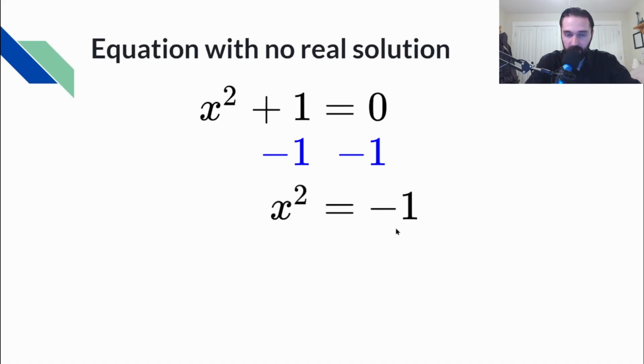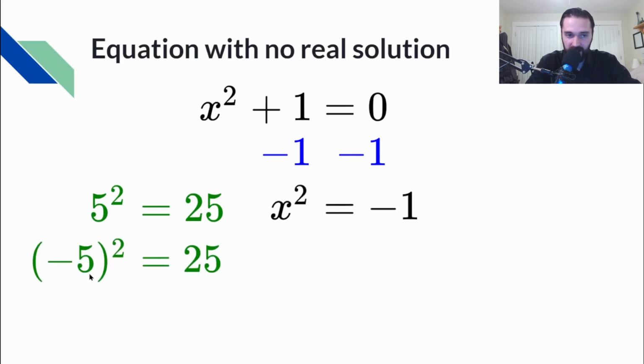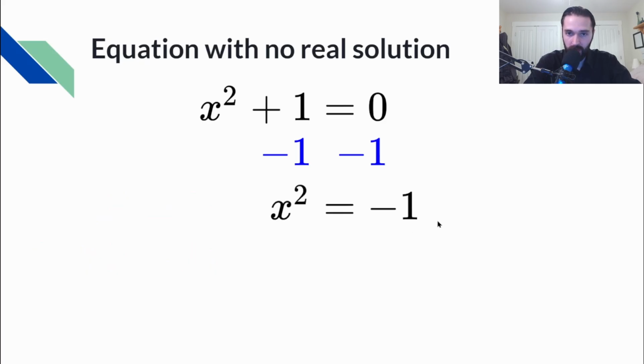This is impossible. You can't square something and get a negative number. It's not possible. Take this for an example: 5 squared equals 25. And if we square a negative number, we also get a positive result. Negative 5 squared is 25. So this equation, we can't do it with real numbers.